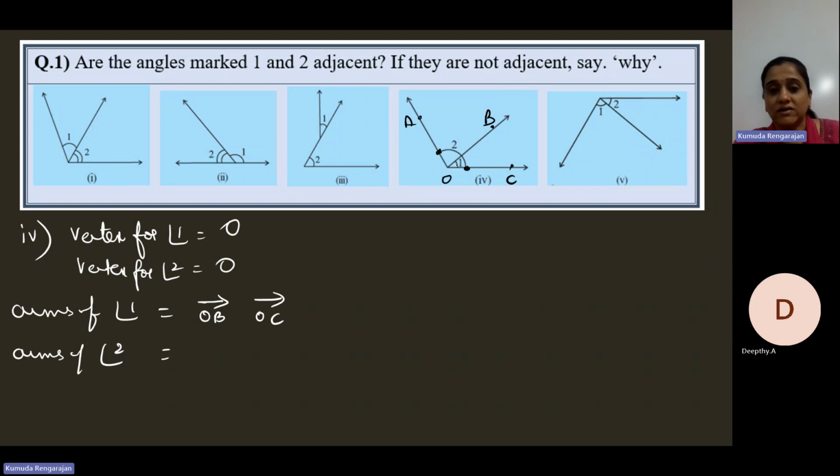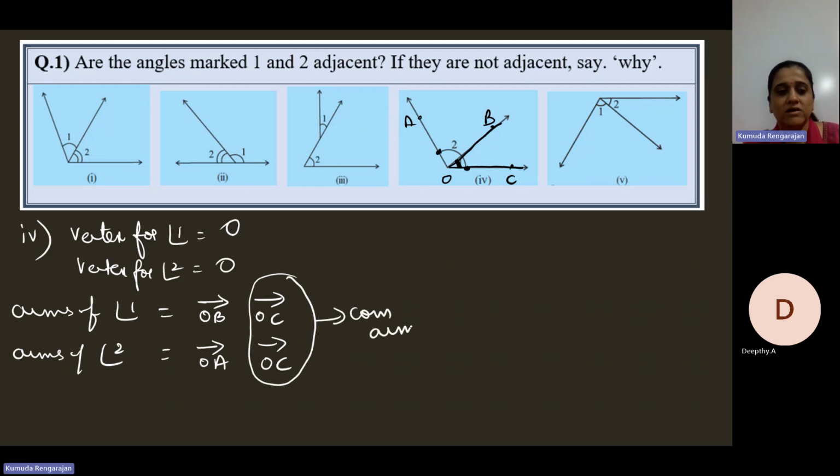See, Harshit, when I mark angle 1, this marking is touching two rays. It's touching this ray and it's touching this ray. Yes or no? So they are the arms of angle 1. So Harshit, tell me the arms of angle 2. Ray OA and Ray OC. Correct. Now check if they have a common arm. These are the four arms: OB, OC, OA, OC. Do they have a common arm? Ray OC. This is the common arm.